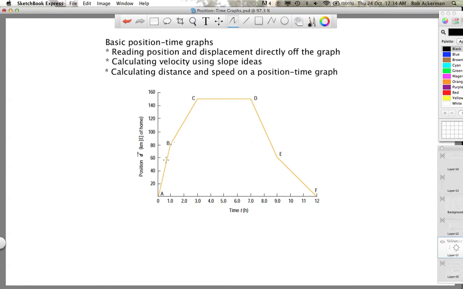So this is describing constant velocity, and that's one of our first observations that is sort of the hidden information on a position time graph. A straight line represents constant velocity.